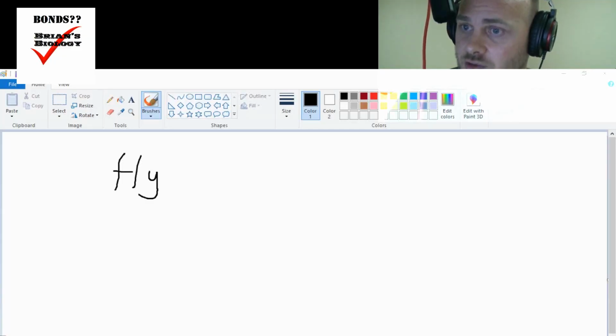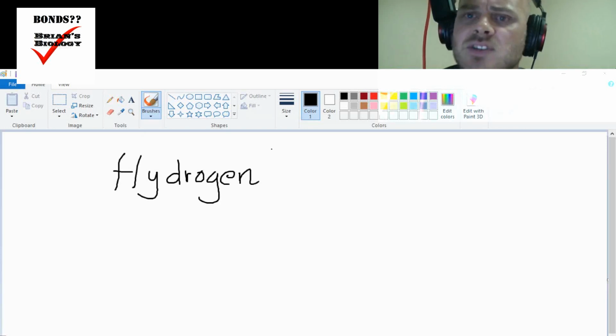Okay, so those were our intramolecular bonds. Now it's time to look at our intermolecular bonds. So these are bonds between atoms. The first example we're going to look at is hydrogen bonds. Now, as the name suggests, hydrogen bonds only form when we have hydrogen. But it would be too simple to say that any bond involving hydrogen is a hydrogen bond.